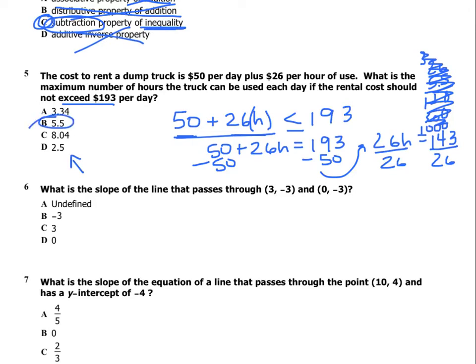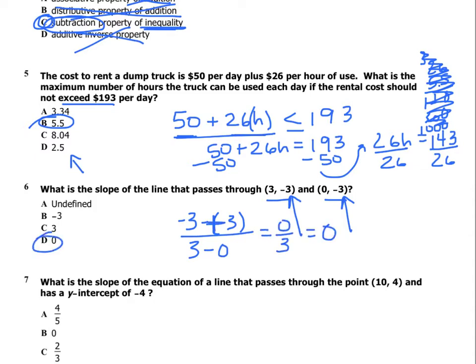Okay, what's the slope of the line that passes through the points 3, -3 and 0, -3? Same y value for each. So when I start using my slope formula, y minus y over x minus x, these cancel and I get 0 over 3, which is just equal to 0, which is D.